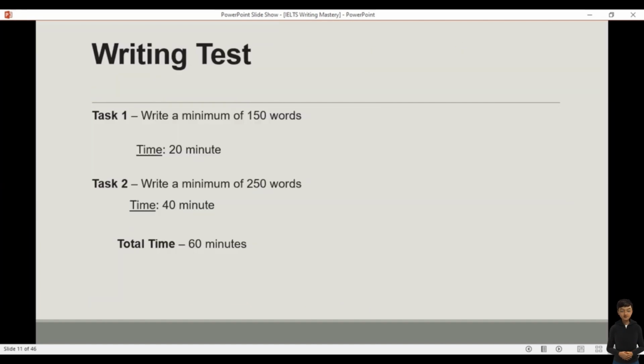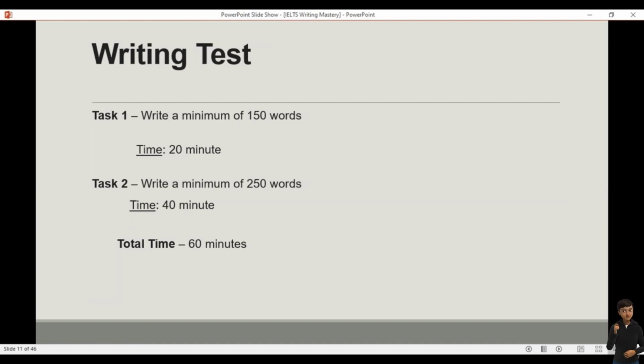So the overview of the total writing exam is this. For Task 1, we have to write a minimum of 150 words and the total time duration is 20 minutes. And for Task 2, you have to write a minimum of 250 words and the time duration is 40 minutes.